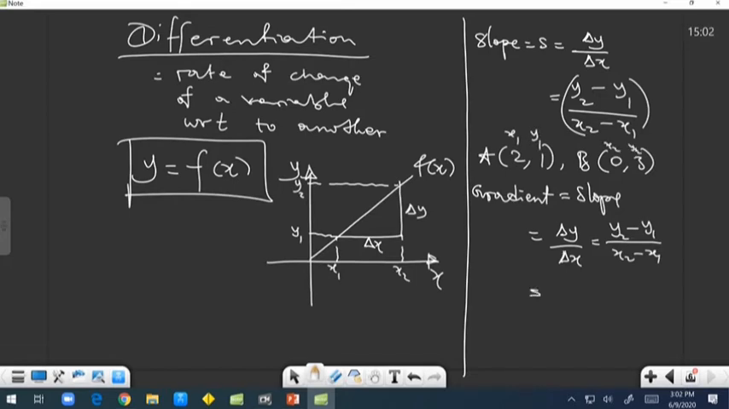So when we substitute these values into the expression, y2 is 3, y1 is 1, x2 is 0, x1 is 2. So when we subtract, we have 2 divided by minus 2. And 2 divided by minus 2 is equal to minus 1.